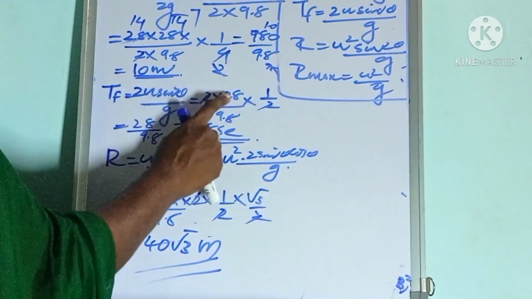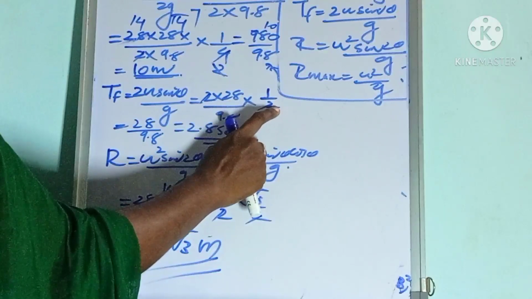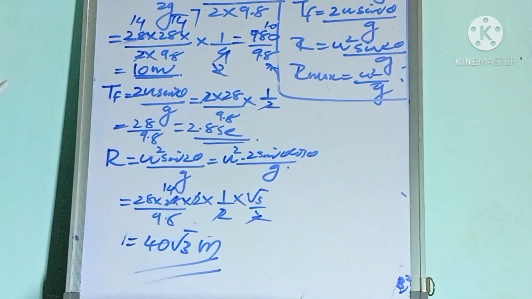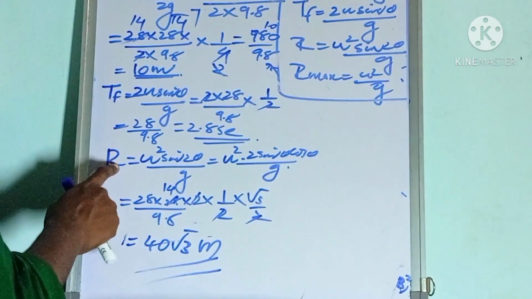So 2 into u sine theta, that is 28 into sine 30, which is 1 by 2, divided by 9.8. That will give 2.8 seconds. Next we have to find the horizontal range.